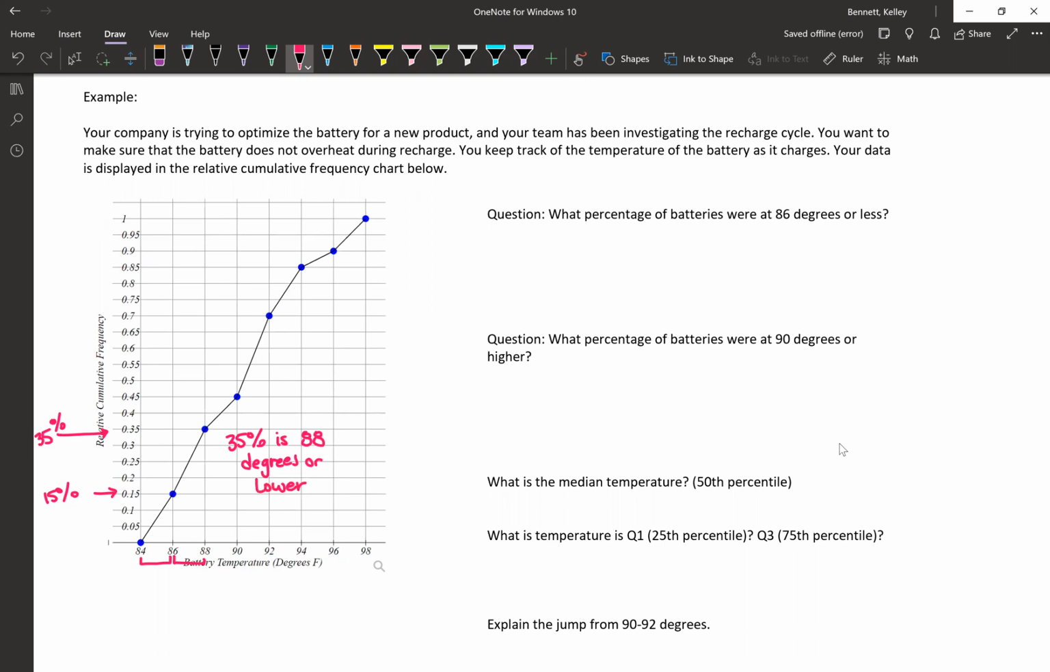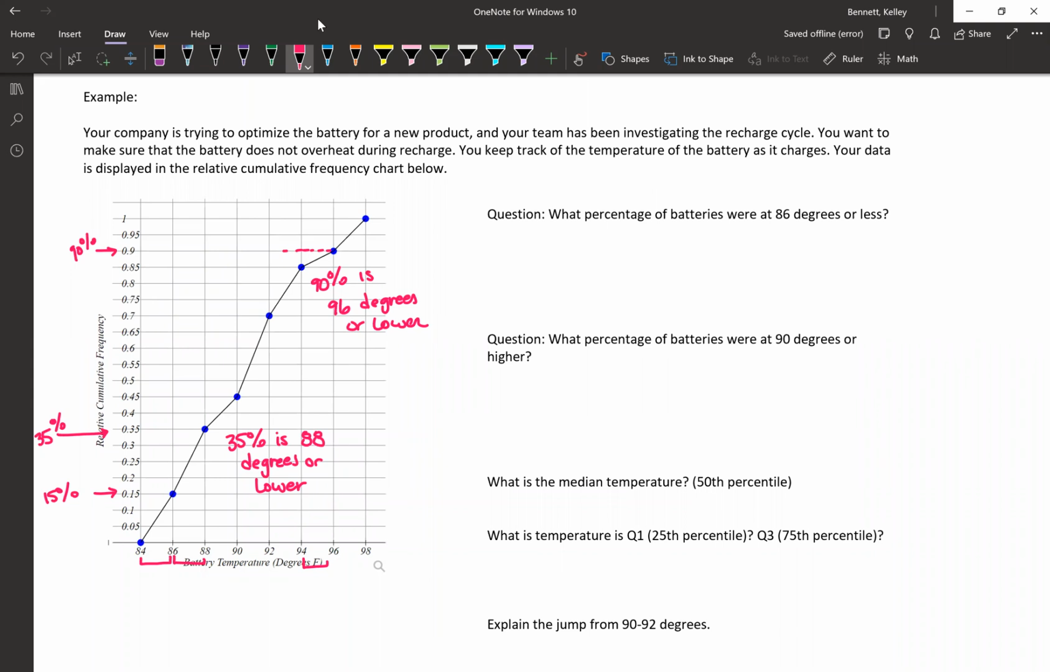And similarly, if I look at, say, 96, well, then I come up here, because that corresponds there. So this is 90%. So this is telling me that 90% is 96 degrees or lower. So I'm just reading this as cumulative relative frequency. So cumulative means everything up to that point, and relative means giving me a percent or a decimal or proportion.